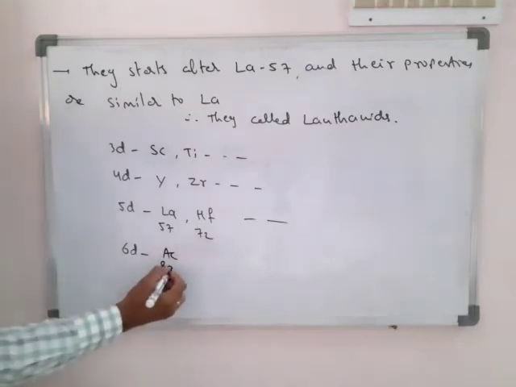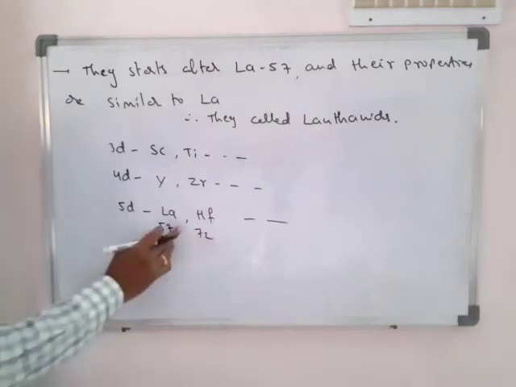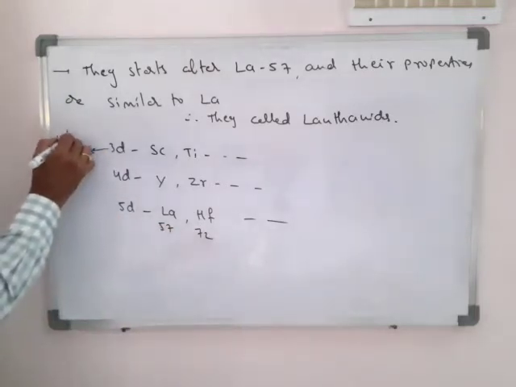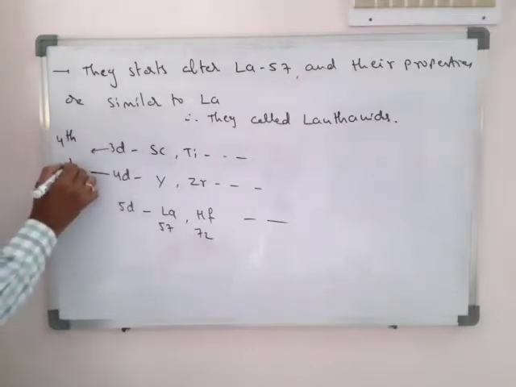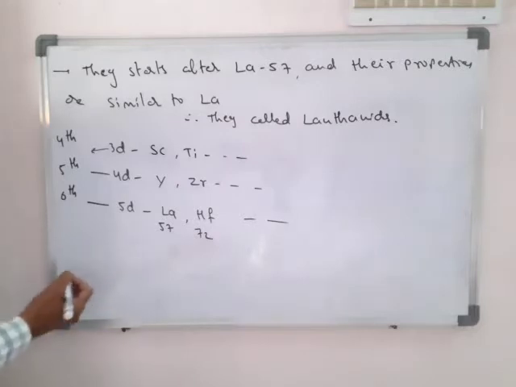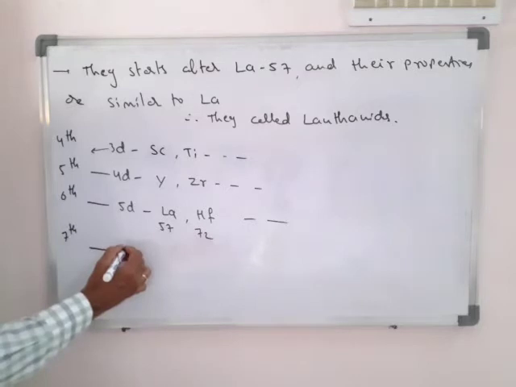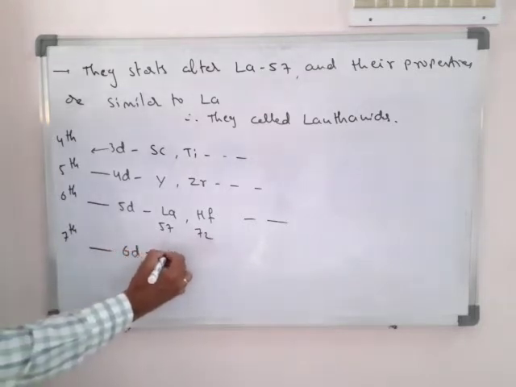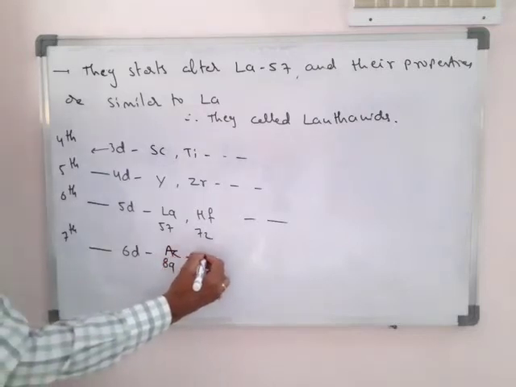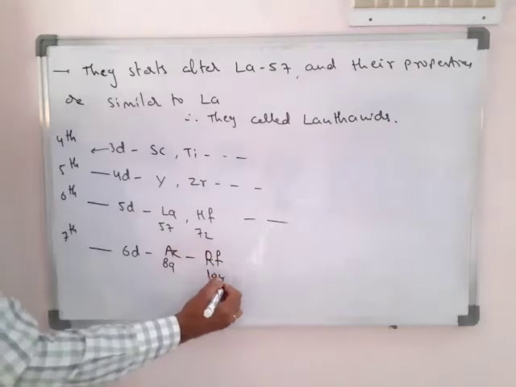In the f block, next we will discuss actinium. Here lanthanum is 57. The 3d series belongs to which period? The 4th period. The 4d belongs to the 5th period, and the 5d belongs to the 6th period. Last, the actinides belong to the 7th period, and the 6d series starts with actinium, 89. Next, rutherfordium, that is 104.